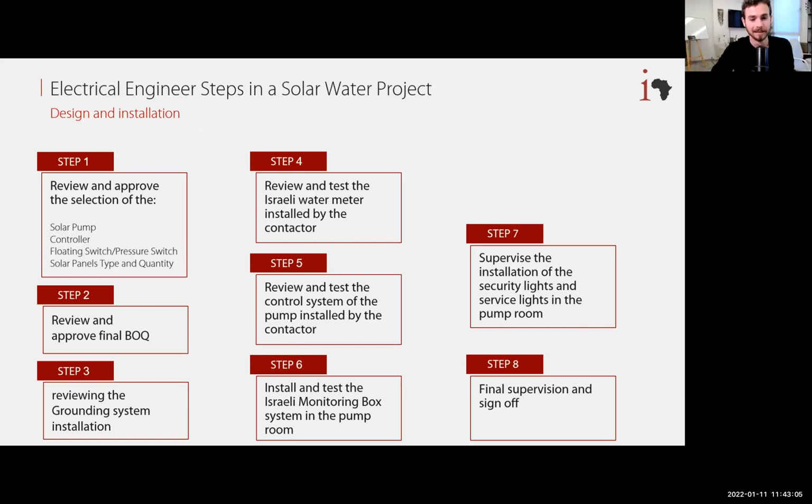So these are the steps we expect all electrical engineers to be involved in for all water projects. The first two steps are in the design process, and the following steps are already installation. So we review the installation and make sure everything is according to plans.